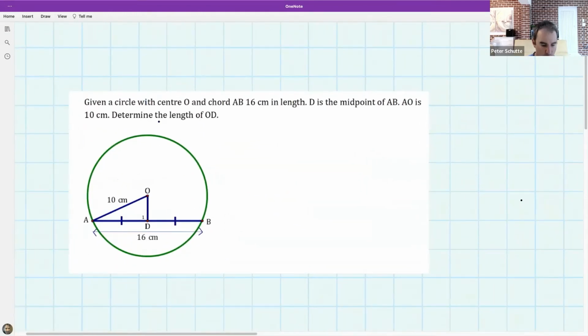So you're given a circle with center O and a chord AB equal to 16 centimeters. D is the midpoint of AB, AO is 10 centimeters. Determine the length of OD. So you have to work out what the length of this one is. And I want you to try and do that using the facts that we've spoken about today. I'll leave it to you. You've got about 2 minutes or so to do that one. You may need to use some other knowledge from geometry.